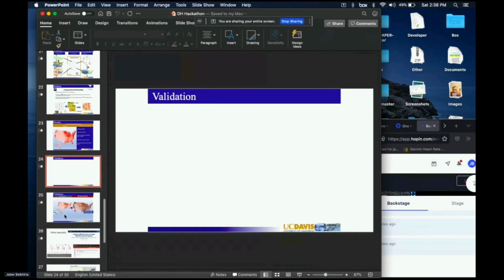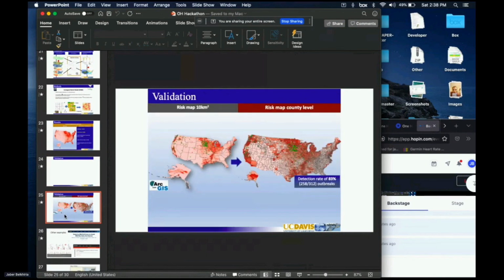So to validate my model, to check if really we can detect high path, what I did was to check the outbreaks, the highly pathogenic outbreaks, the disastrous disease, and see if they fit in my map in the high red zones. And really what happened was that my detection rate was 83%, where I was able to detect 258 outbreaks out of the 312.